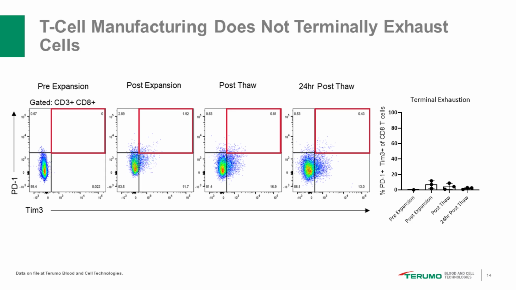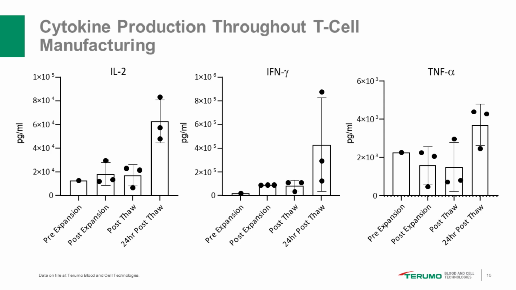So the cells are being enriched for central memory and stem cell memory cells. They're not terminally exhausted, but are they functional? This set of data was generated by taking samples at those four different time points as previously discussed. They were then activated overnight with CD3/CD28 Dynabeads, and after 24 hours, supernatants were collected and analyzed for cytokine assays.